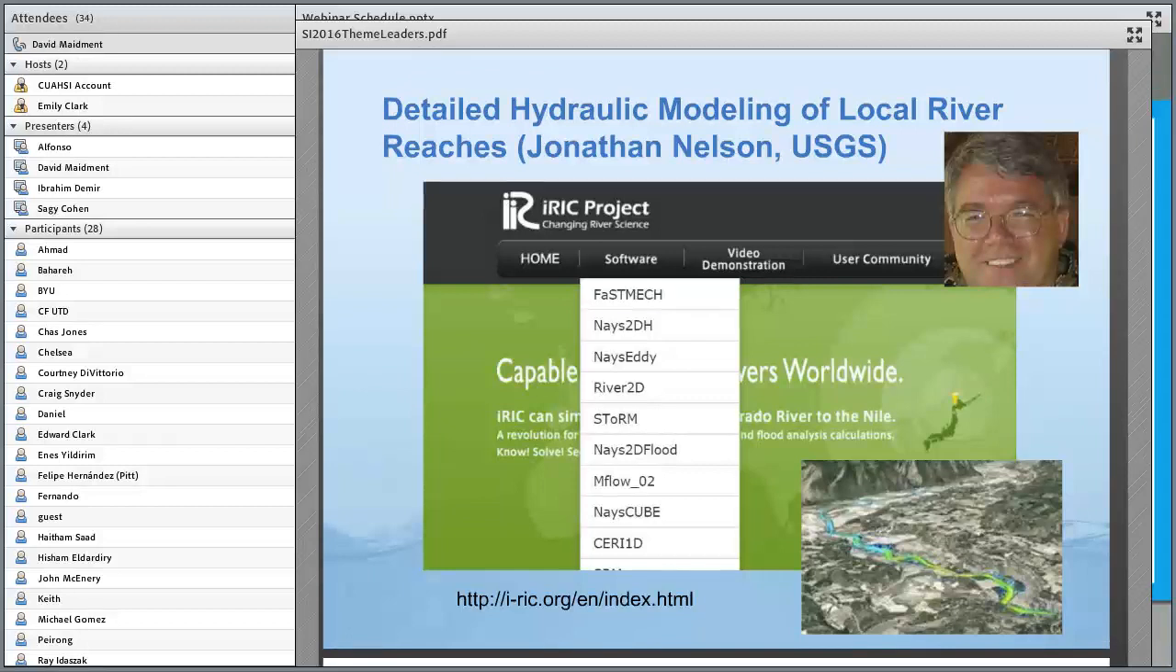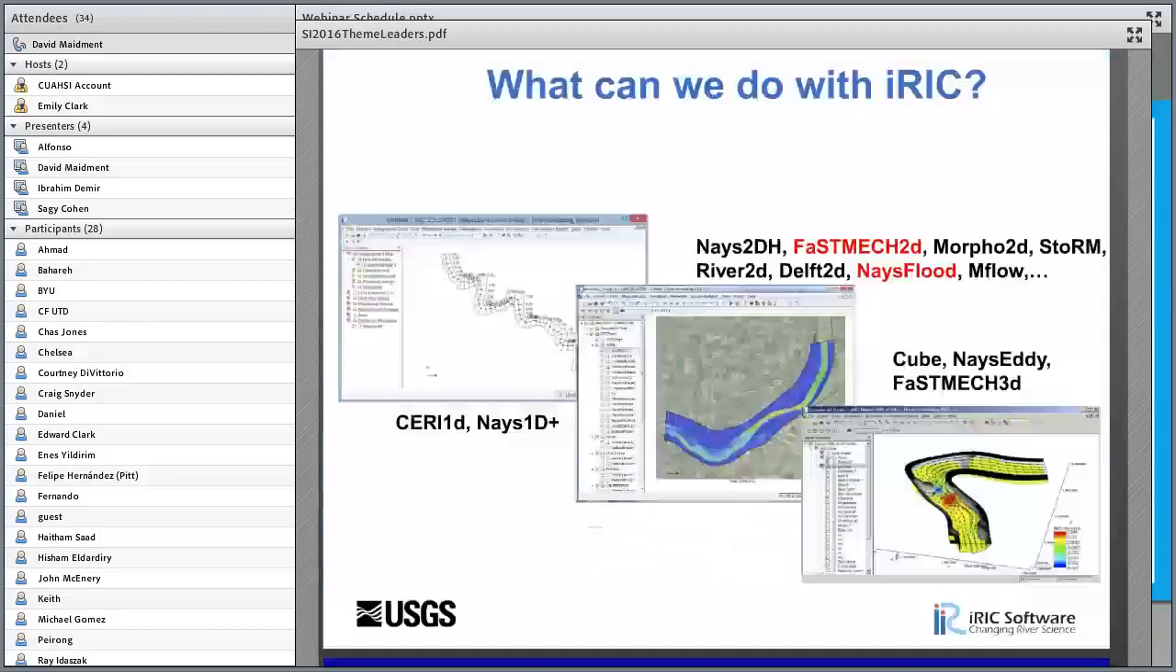So one of the collaborations that we are going to introduce to the 2016 Summer Institute is with Jonathan Nelson, who's with the USGS in Golden, Colorado. And he's developed a project called iRIC, which deals with modeling of rivers. He and his colleagues deal with sediment transport and local scale hydraulics in the manner that Sarah was describing. And they've developed a number of numerical codes for two- and three-dimensional simulation of hydraulics and rivers.